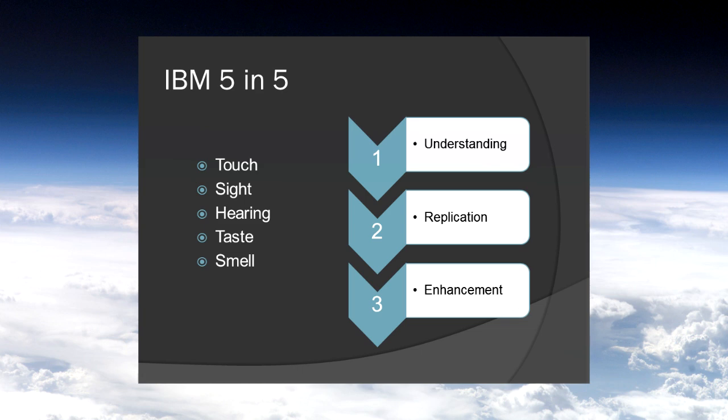So to kind of cap off the sensory part of my presentation, I'll just say a quick word about the IBM 5 and 5 prediction. So this was made in December, just a few months ago. And so basically the 5 and 5 is the 5 big technological advances that are going to occur within the next 5 years. And so you'll notice that this time around it was the 5 senses that they predict are going to be replicated electronically.